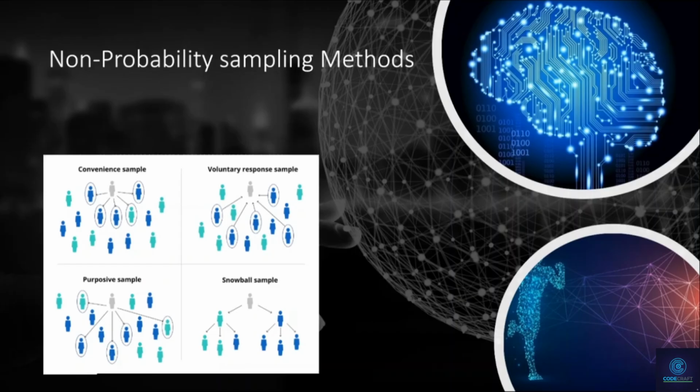You will have people from one department, who are studying at that university, who will mostly answer your survey, which is not really representative of the whole population. It's just representative of the department where you conducted the survey. All right, so this is the voluntary response sample. Then after that, we'll have purposive sampling.